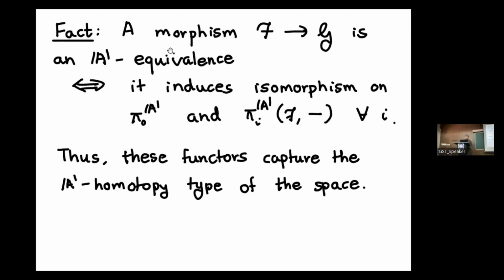Now a fact, which is an analog of the fact that we saw earlier, is that a morphism from F to G is an A1 equivalence if and only if it induces an isomorphism on the pi naught A1s and pi i A1s. So once again, these pi i A1s are the algebraic invariants that you can use to detect A1 equivalences, and they capture the A1 homotopy type of the space. This is not a deep theorem, actually. It's just a formal consequence of the machinery that we have created.